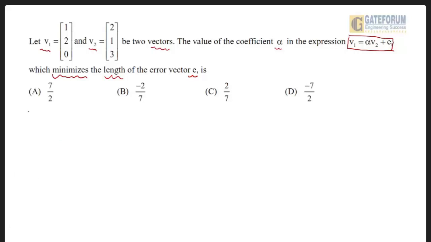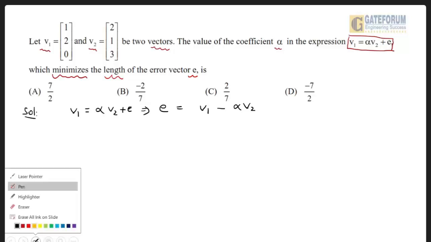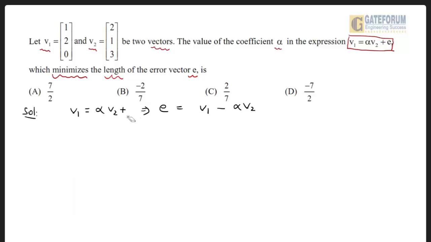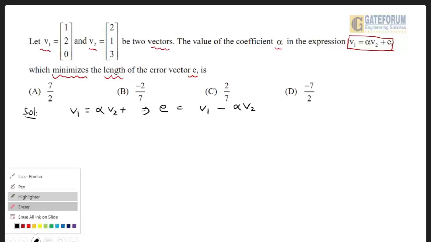You know how to find the length of a vector: square root of the sum of the squares of the elements of a vector. So, given V1 is equal to alpha times V2 plus E, from this I can find E is equal to V1 minus alpha times V2. Alpha is a scalar. V1, V2 are two column vectors.